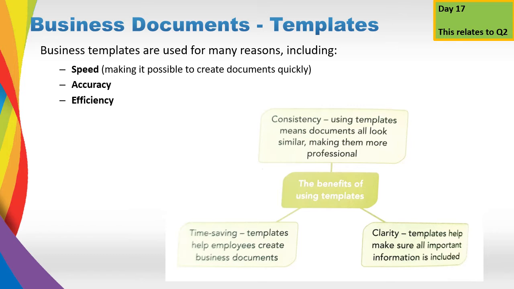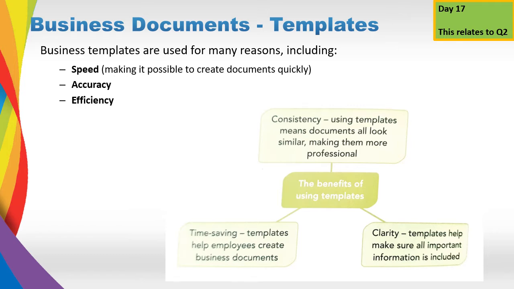So business documents and templates. I talked a little bit about how your template could be different to the ones that I've just been showing you on the slides previous to this. So business templates are used to speed up the process, they're used for accuracy, and they're used for efficiency. If you have a template for your business document, it's going to be quicker for you to create the content because you've not got to put all the headers in. It's going to be more accurate because you're not going to miss out any information, which is going to make you more efficient overall.